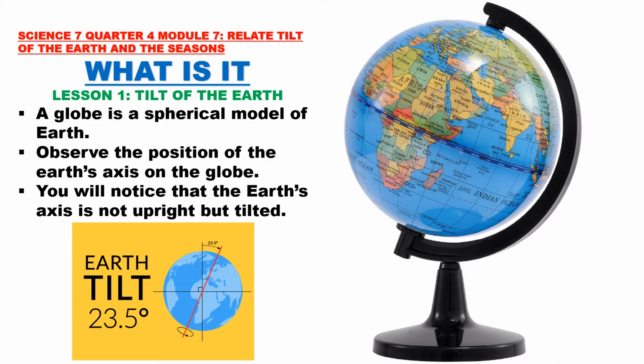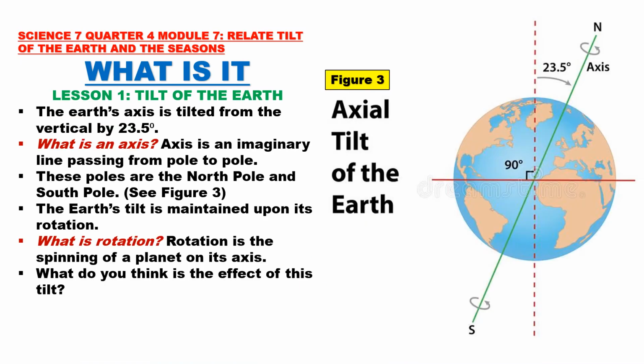Lesson 1. Tilt of the Earth. Are you familiar with this object? Do you have any idea on what this object represents? This object is called a globe. A globe is a spherical model of Earth. Observe the position of the Earth's axis on the globe. You will notice that the Earth's axis is not upright but tilted. The Earth's axis is tilted from the vertical by 23.5 degrees.